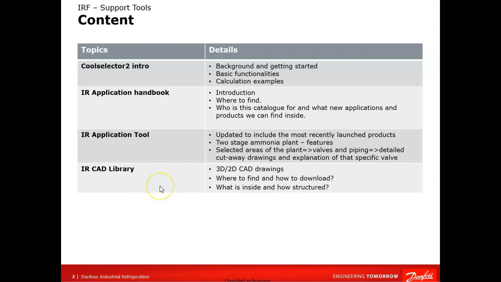What is the content of my part? The first tool is CoolSelector 2. Let me start with some background information on how it started. Then I will show you the basic functions and calculation examples. The second tool is Application Handbook. I will show you where to find it. I will tell who this catalog is for and what new applications and products we can find there.